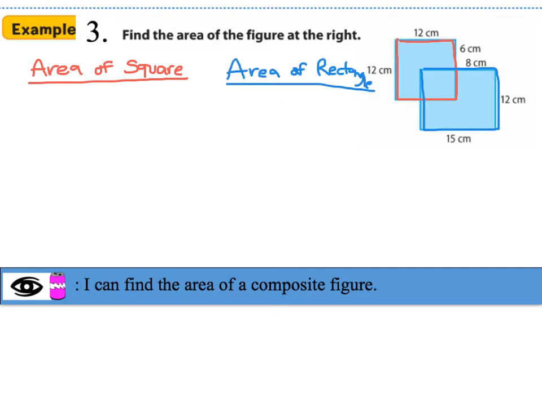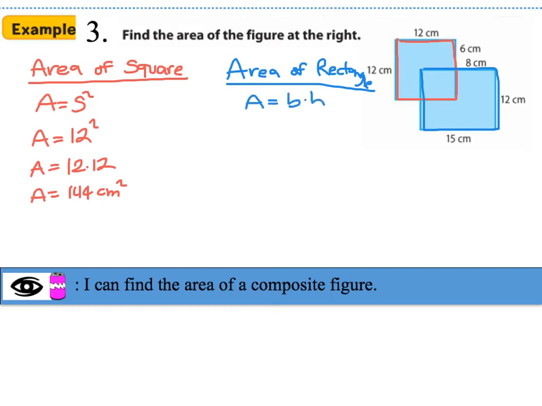So let's find the area of the square first. Area would be equal to side to the second power. And I know that one side of the square is 12 centimeters, so I'm going to say area is equal to 12 to the second power, which is just 12 times 12. So the area of the square would be 144 centimeters to the second power. So now let's find the area of the rectangle. Let's use area is equal to base times height. The base of this formula would be 15, so 15 is the entire base, and the height would be 12. When I multiply 15 times 12, I get the area is equal to 180 centimeters squared.